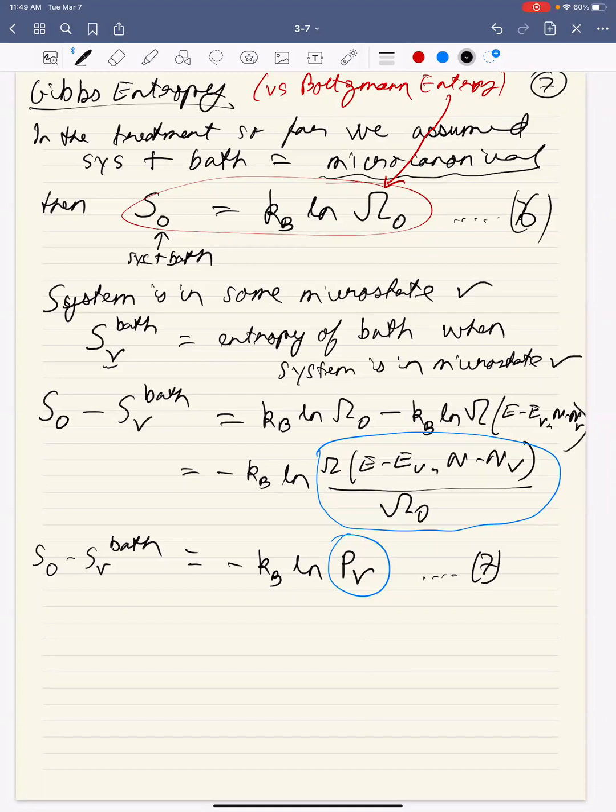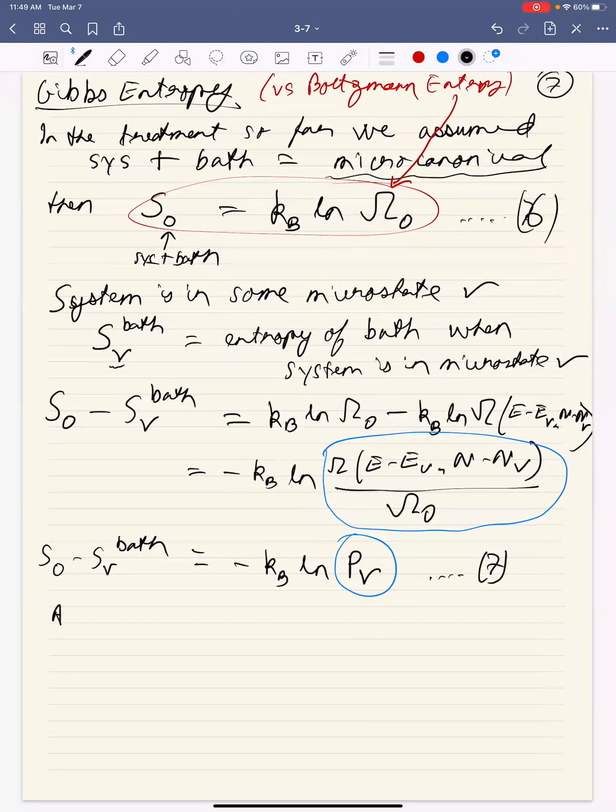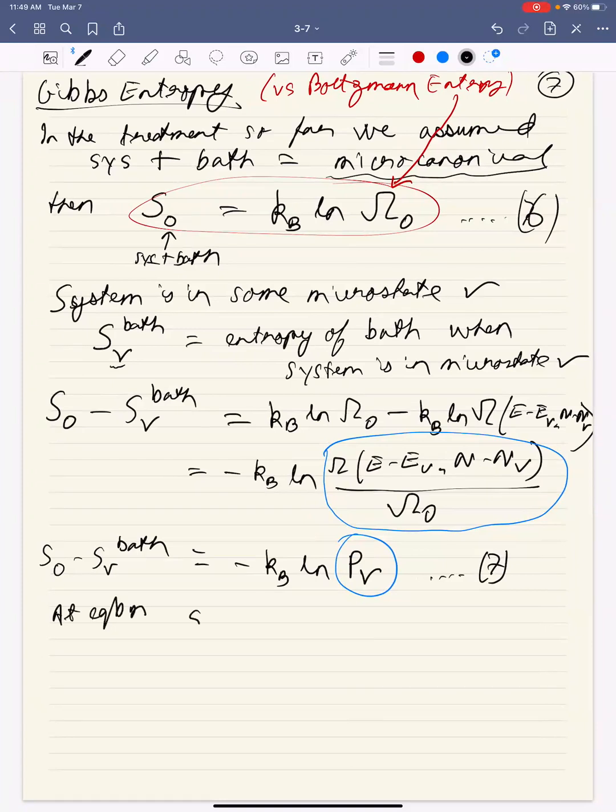So S naught minus S nu bath is equal to minus KB ln P nu. Okay. One more abstraction. At equilibrium, average value of the entropy of the full system, at equilibrium entropy is extensive, right? So this should be equal to S nu bath averaged plus S nu system averaged. And what do I mean by average? Average means go to every microstate, calculate the probability of that microstate and calculate the average, right? Just like Nick helped us do for n square, right? We wrote summation P nu and nu square. That's what we are doing over here, okay?